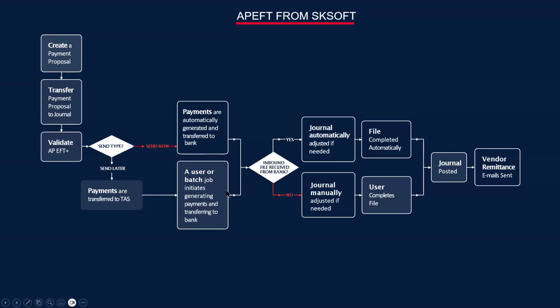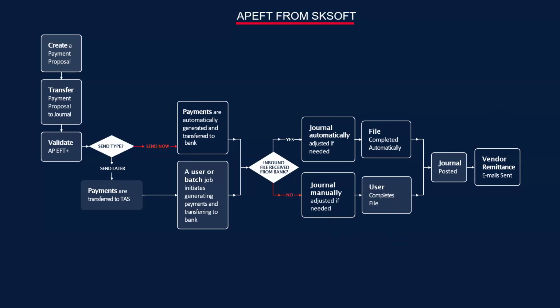So the payments are sent to the bank either in one step or two. And then it's really, are we getting an inbound file back? Today we're going to go through this bottom route here because I don't have a real bank sending me real responses to my test data. So we're going to complete the process, and the completion process automatically posts the journal and sends out all the email. I went through that pretty fast, but we're just going to walk through it in software now.